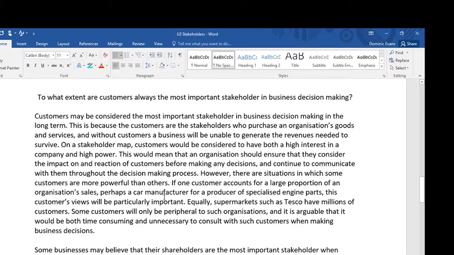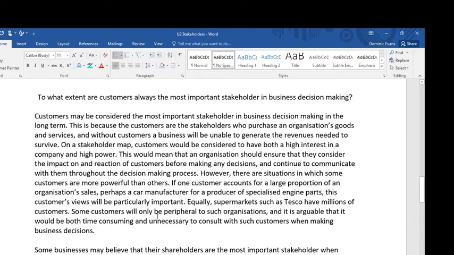Okay, so what I'm saying here is if you've got one very large customer who accounts for, say, 80% of your sales, you're going to be really keen to make sure that any decisions you make satisfy them, because if you lose them as a customer, you're in trouble. Equally, supermarkets such as Tesco have millions of customers. Some customers will only be peripheral to such organisations, and it is arguable that it would be both time-consuming and unnecessary to consult with such customers when making business decisions.